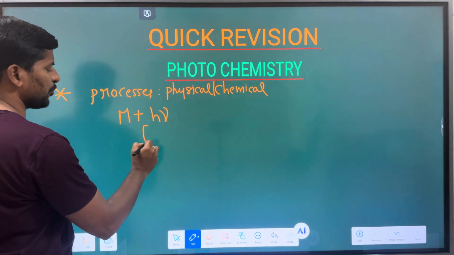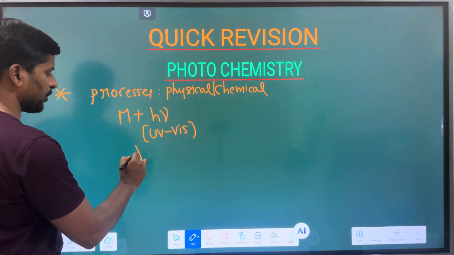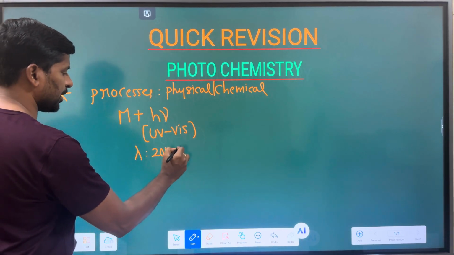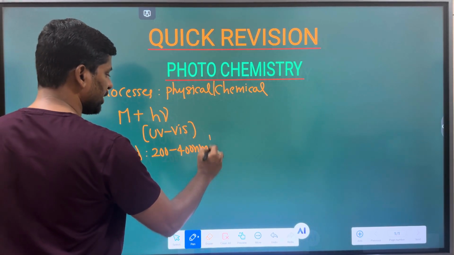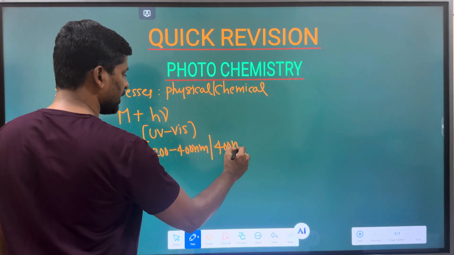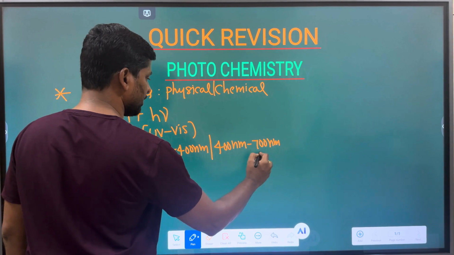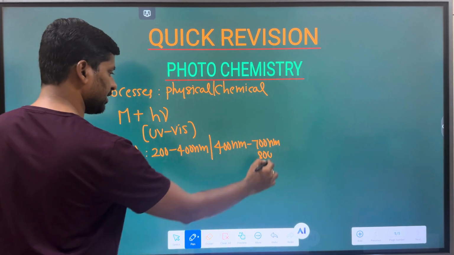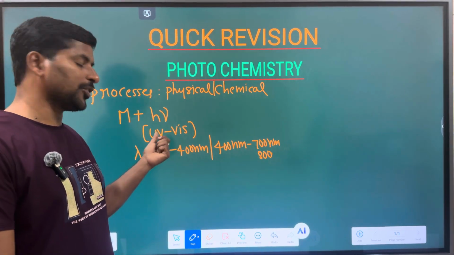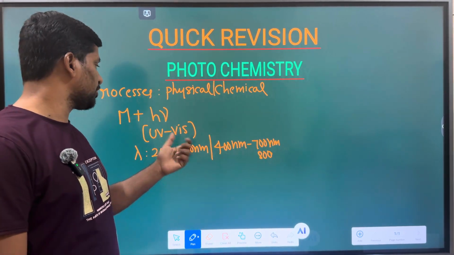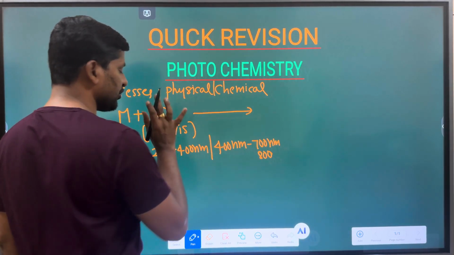Which region do we use? In photochemistry we use UV visible radiation. What about the wavelength range? 200 to 400 nanometers for UV, and for visible, 400 nanometers to 700 or 800 nanometers. In angstroms, the UV visible range is 2000 to 4000 angstroms. So we may apply UV visible radiation.